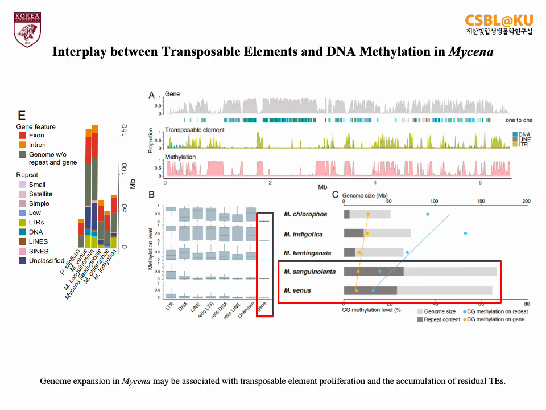Species with larger genomes and higher repetitive content, such as Mycena sanguinolenta and Mycena venus, exhibit lower methylation levels in repetitive sequences. In contrast, species with smaller genomes, including Mycena indigotica, Mycena chlorophyllus, and Mycena contingens, show much higher methylation levels in repetitive sequences. These findings suggest that variation in repetitive sequence composition is mediated by differences in DNA methylation among closely related Mycena species.